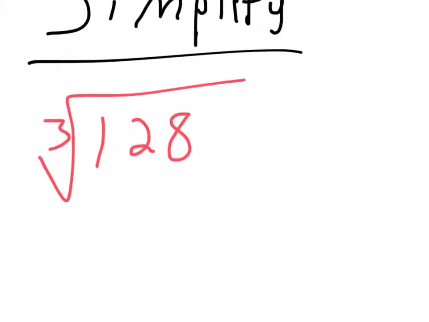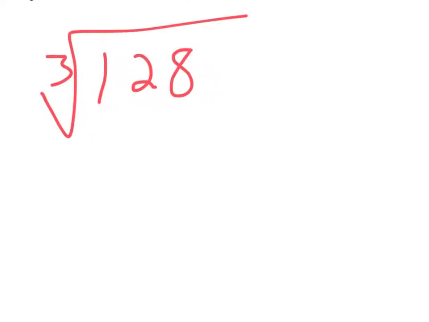If you're asked to simplify a radical, that means you want to make the number inside the radical as small as you can. So when it's a cube root, you're trying to find things you can take the perfect cube of out of the radical. So trying to find the cube root.